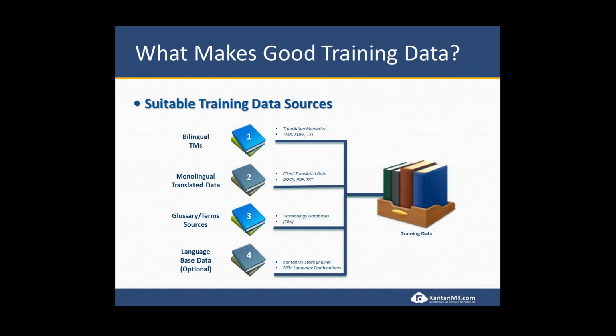And then the fourth type of training data is stock engines. If you don't have enough data yourself to build an engine for one of your clients, you can actually use our stock data, which is about 5 billion words. It's in over 200 language combinations. You can use that data to augment your client data and achieve a high quality engine for your client.